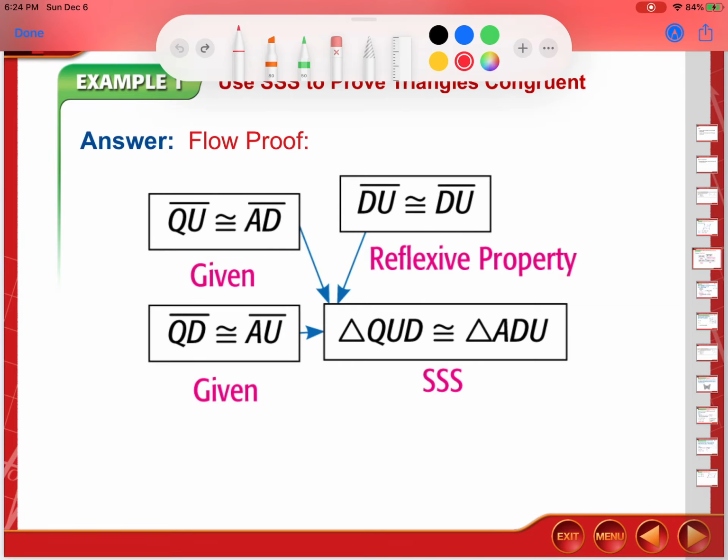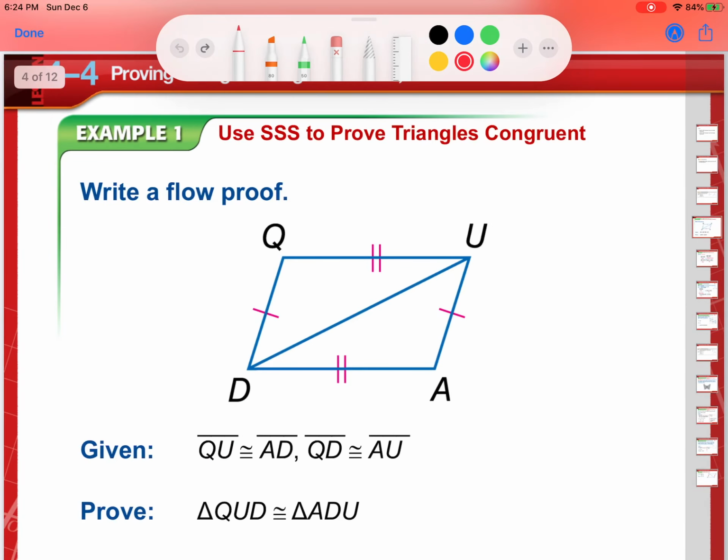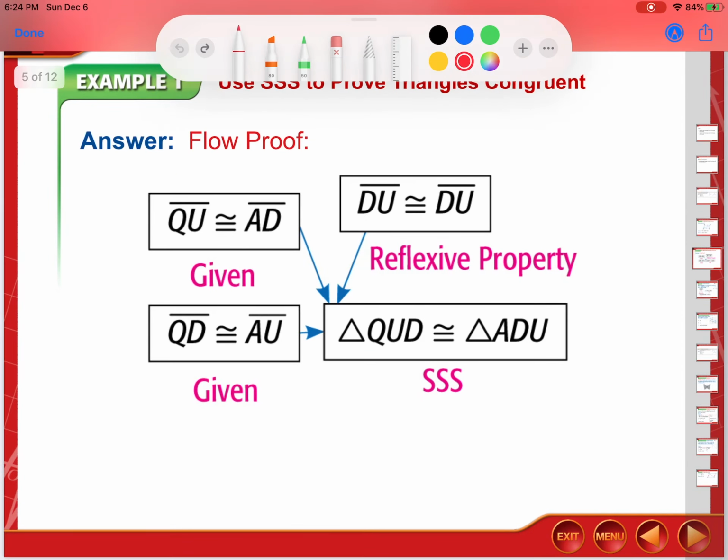So a flow proof, the way this lines up is it's like a flow chart. So you have all these different things leading you to your final proof statement. And so in this one, if we go back, they give us that QU and AD are congruent, and then QD and AU are congruent, and they want us to prove that triangle QUD is congruent to triangle ADU. And so if we look at this proof, our two given statements are on the right, working towards proving that the triangles are congruent.